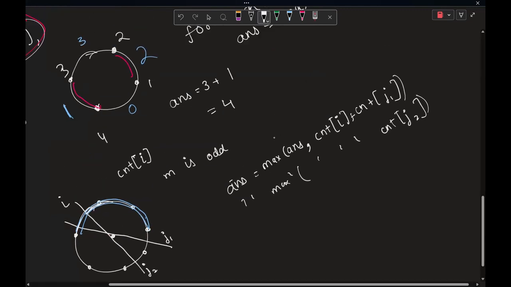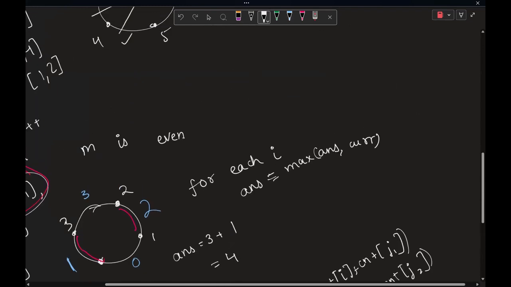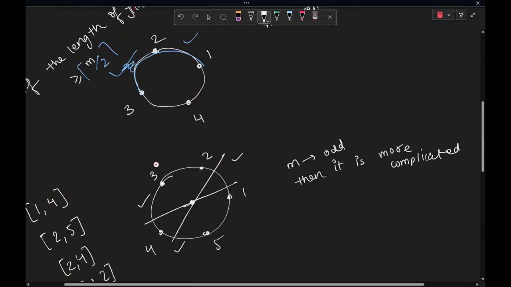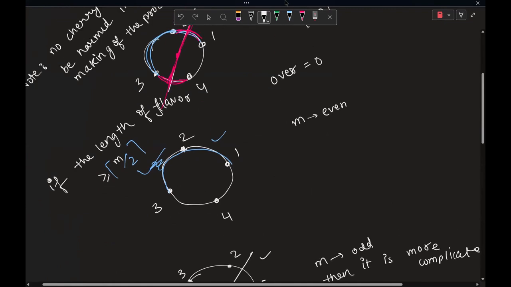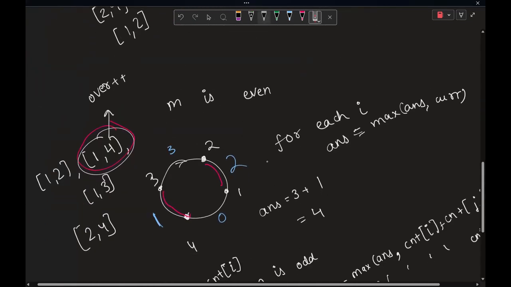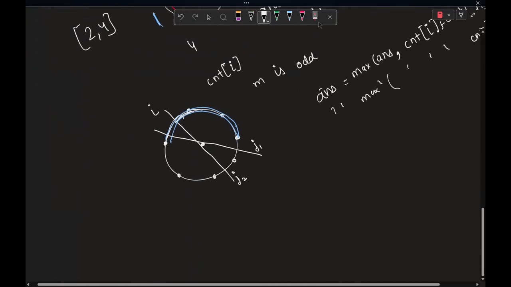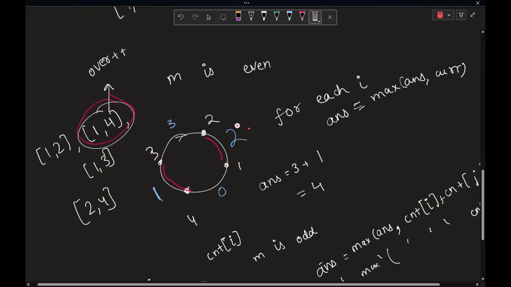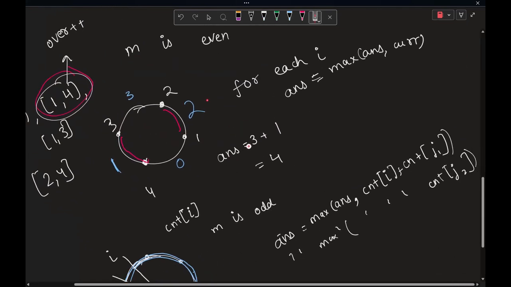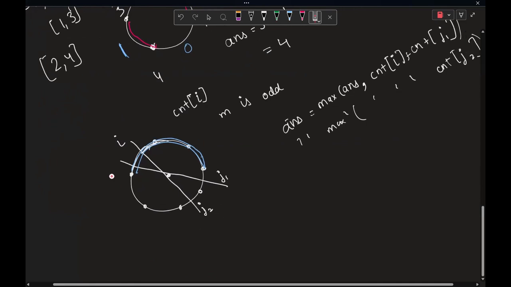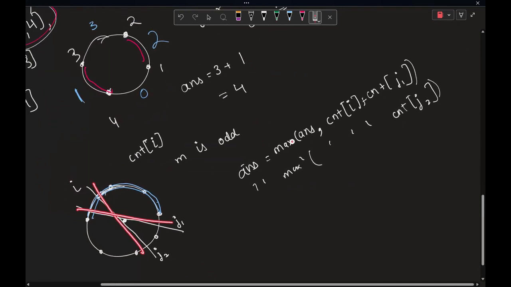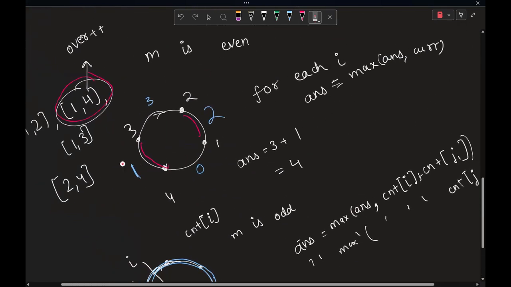So here, actually this is also the same. Like earlier also we just used the shielding. From m being even, the only differences will be in this thing only, that you can have diameter in two ways.